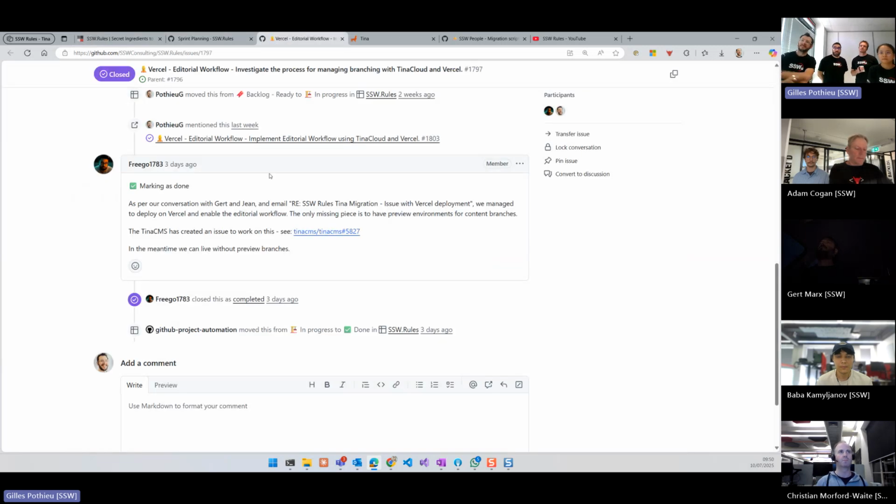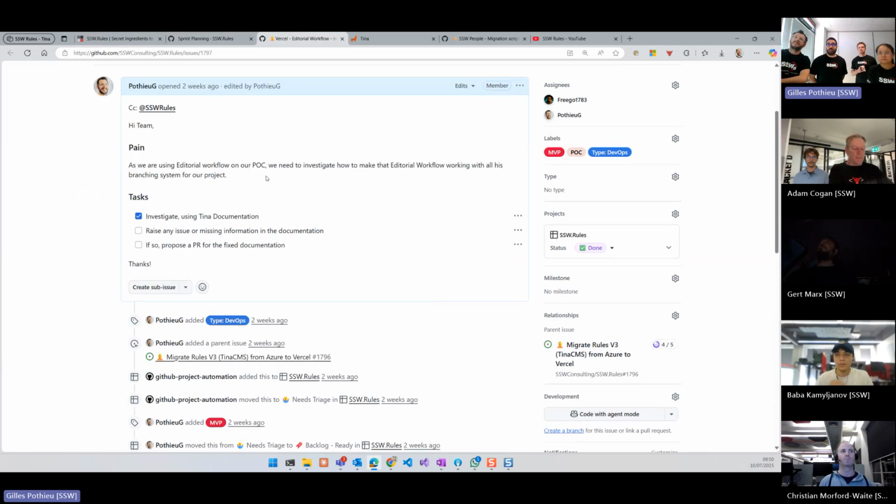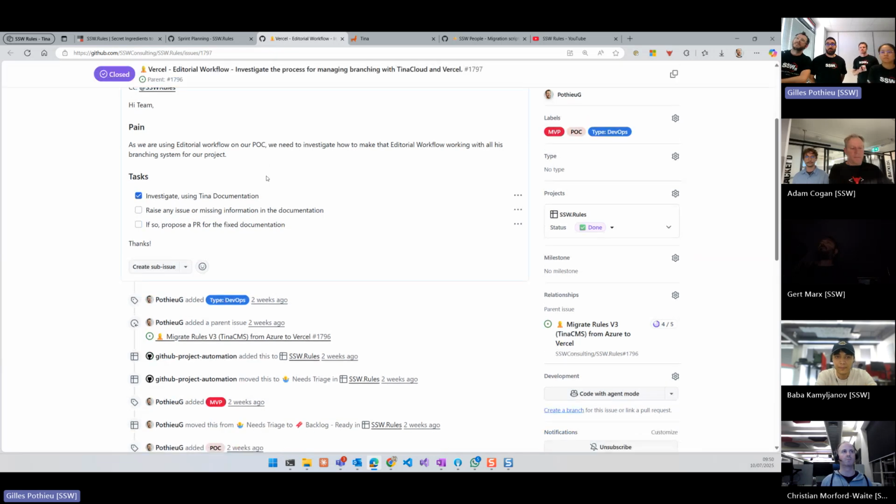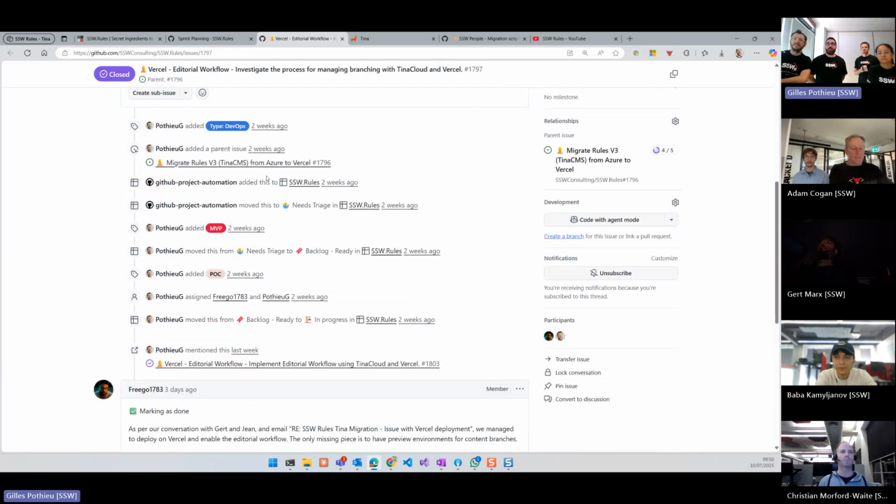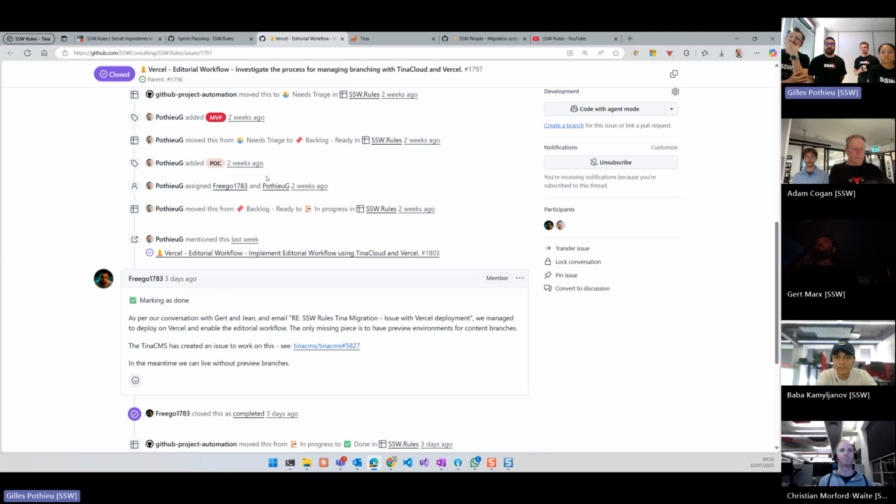Yeah, sure. So we did manage to deploy on Versa. It's working fine. The only thing that we are missing at the moment is preview branches. So when you make a new content branch, it would be nice to have a preview environment on Versa to see how it looks. At the moment, with the current implementation, we can't achieve that, but we had a talk with Matt, and he has a solution for us.